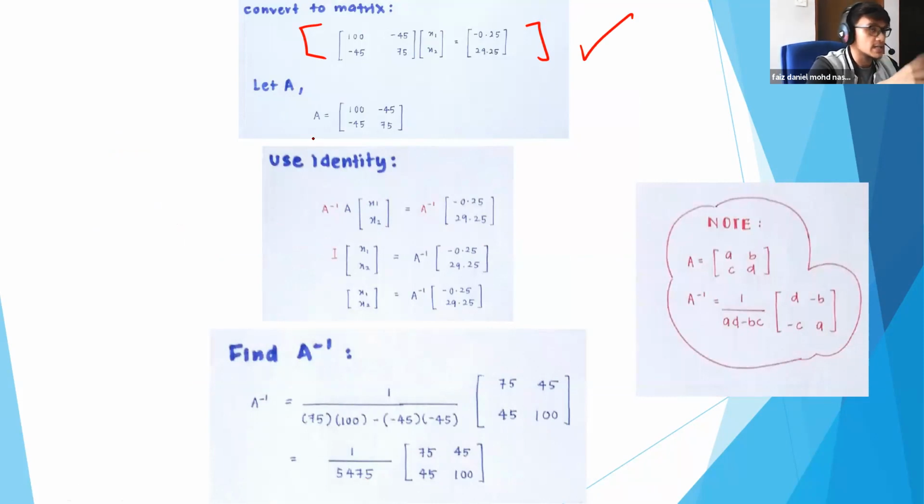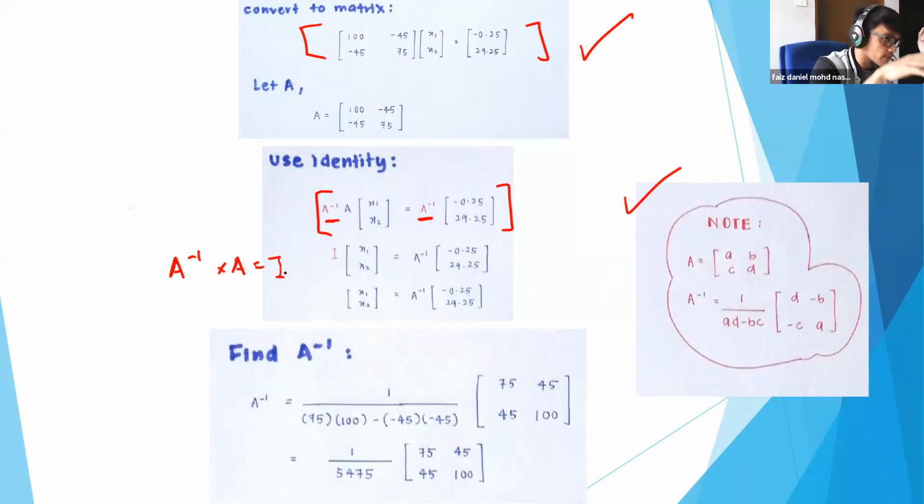Then we can use the identity, because inverse A times A is equal to identity. But right now we have a problem. How are we going to find the inverse of A? We need to use a formula, which is 1 over (AD minus BC) times the matrix [D, negative B; negative C, A]. Then we just need to substitute the values and calculate it. We get 1 over 5,475 times [70, 45; 45, 100].